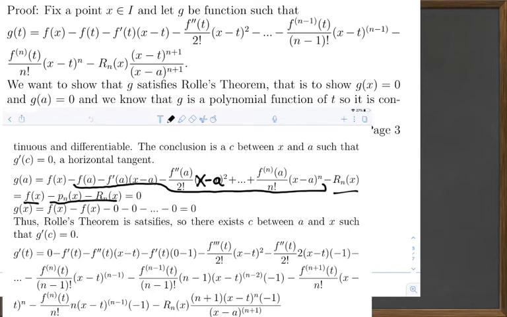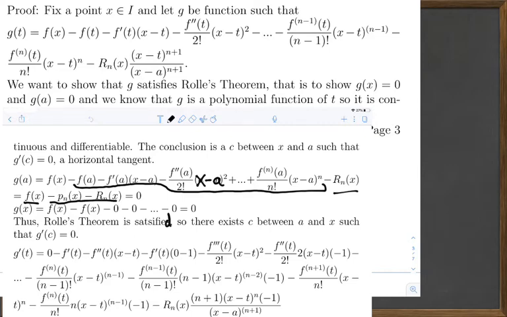If we plug x into the function, then it's going to be f of x minus f of x minus f prime of x times x minus x. And so all of those remaining terms are going to cancel out. And so we have g of x is also equal to 0. Thus, Rolle's theorem is satisfied. So there exists a c between a and x such that g prime of c is equal to 0.